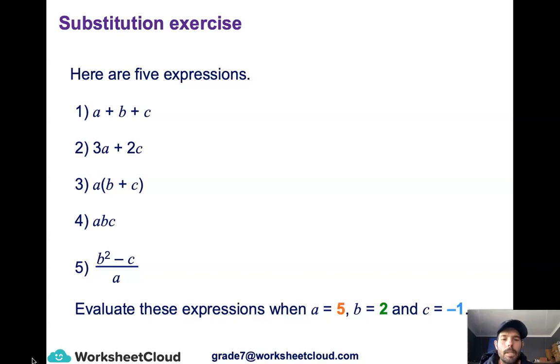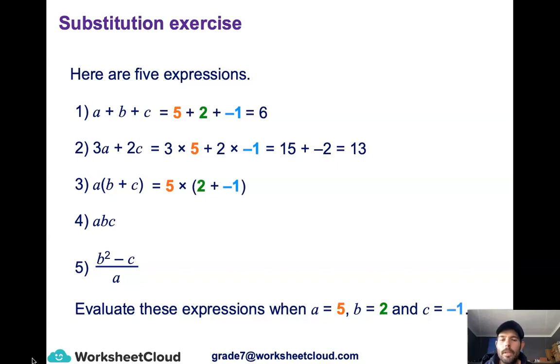For a plus b plus c, a equals 5, b equals 2, c equals -1. So there we can just add or subtract from left to right. We know 5 plus 2 is 7, and then a positive and negative sign together is a negative sign. So that's going to be an answer of 6. Okay. Second one, 3a plus 2c. I substitute 5 for a and -1 for c. So now it becomes 3 times 5 is 15, plus 2 times -1 is -2, because it's positive times negative, so that becomes negative. So 15 minus 2 is 13.